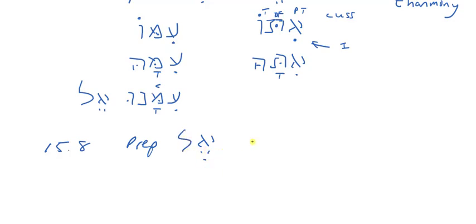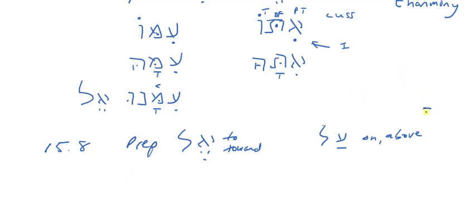El with a sere as a noun is God, but as a preposition, El means to or toward. And then al is the other one, and that's on top of, or above. So those are some ways to translate that. Now, what's distinctive about these prepositions?